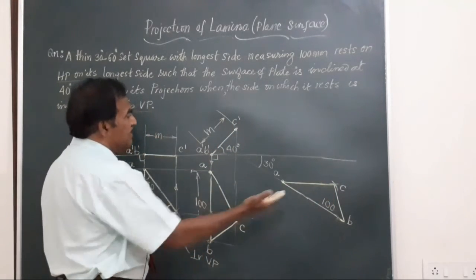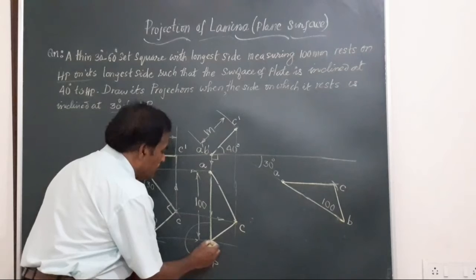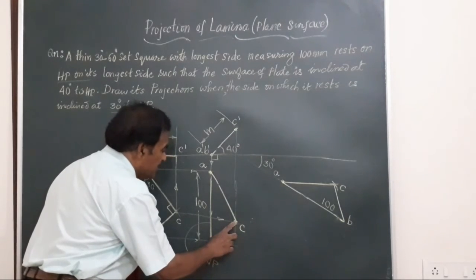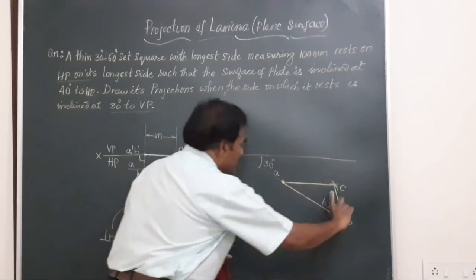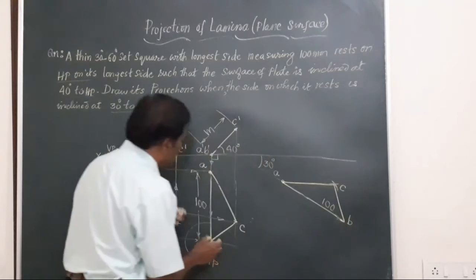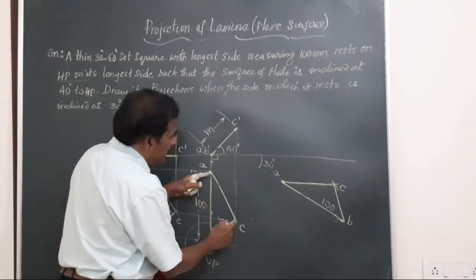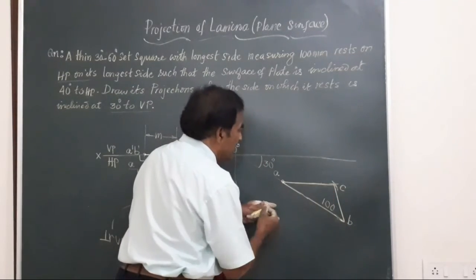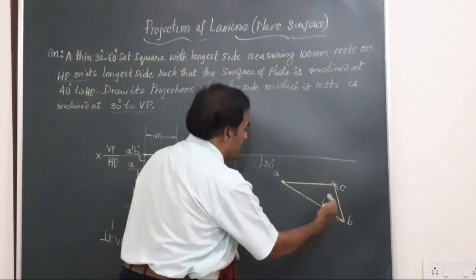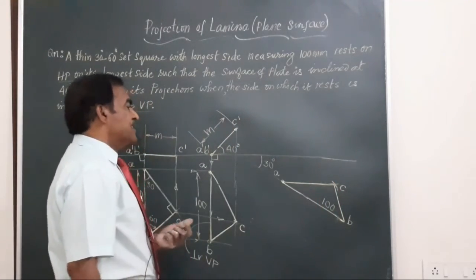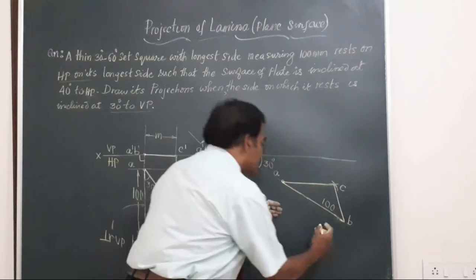How to obtain it? It is a triangle again. So you know this B, you know the measurement of this. So taking B as center, BC as radius, strike an arc. Taking A as center, AC as radius, draw another arc. The point of intersection of these two arcs will give you C. Finally friends, you have the final top view.